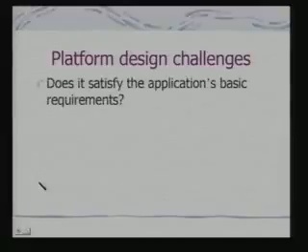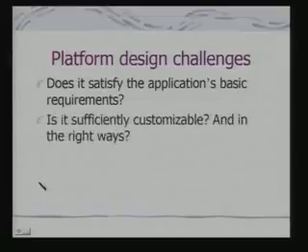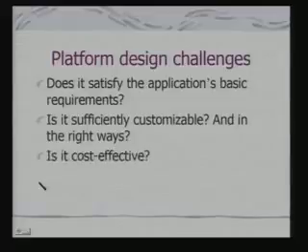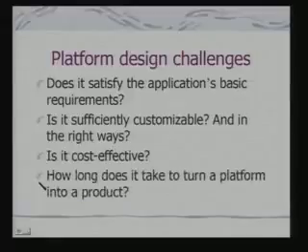So what are the platform design challenges? Does it satisfy the application's basic requirements? Is it sufficiently customizable and in the right ways? Is it cost effective? These are the basic issues which are to be addressed. How long does it take to turn a platform into a product? Because if it takes lots of time to turn a platform into a product, then your platform will not be used. Okay? So usability of the platform is also an important point. You cannot make your platform unnecessarily complex so that a user or an application developer cannot understand and use it.